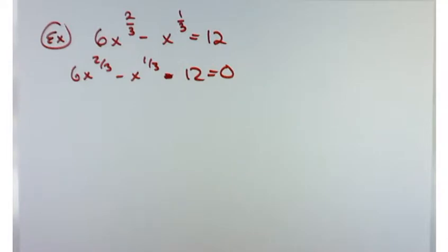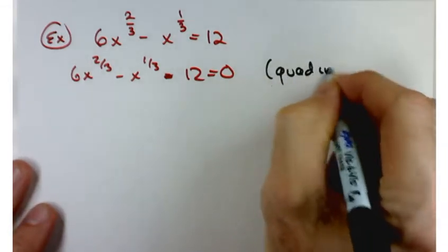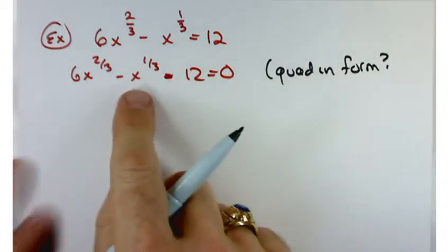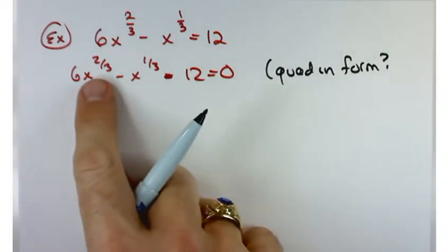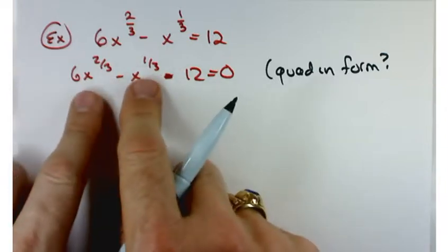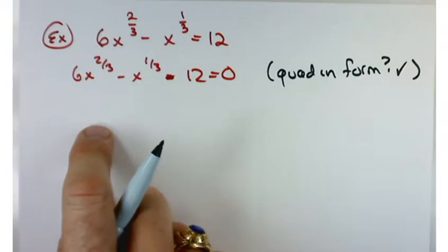So the question is, is this quadratic in form? How can I tell? There you go. Thank you. It's too bad that the microphone probably couldn't pick that up. All right, yeah, the lead coefficient is twice the middle one. So, yeah, we're in good shape.